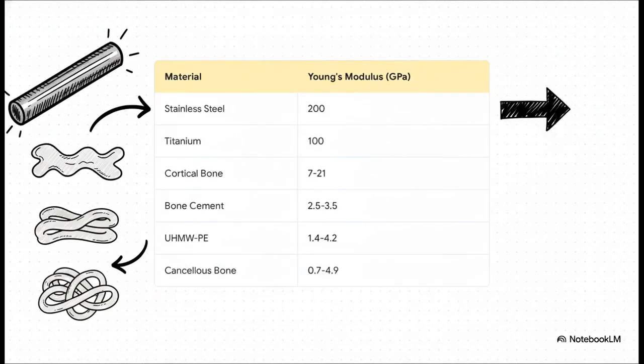Now this is where it gets really interesting. Just look at the numbers. Look at the massive difference in stiffness in Young's modulus. Stainless steel is up at 200 gigapascals, while our own cortical bone is somewhere around 15, maybe 20. This huge mismatch is the entire reason we talk about stress shielding. And look how much more flexible bone cement and polyurethane are. Knowing these relative values is absolutely key.